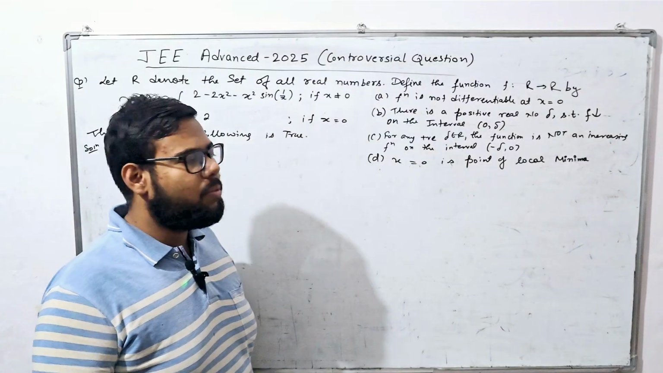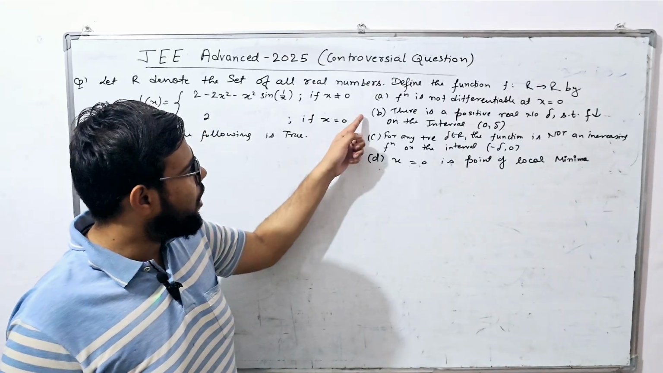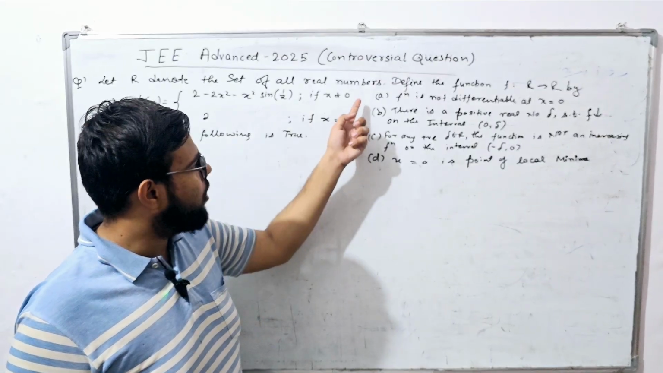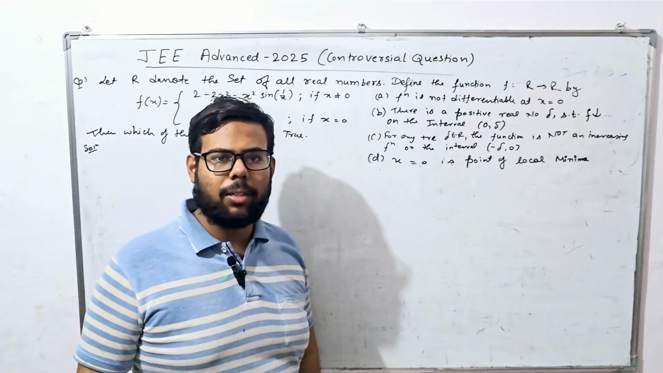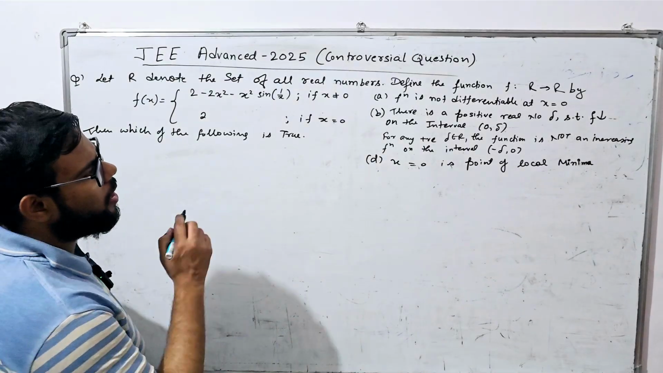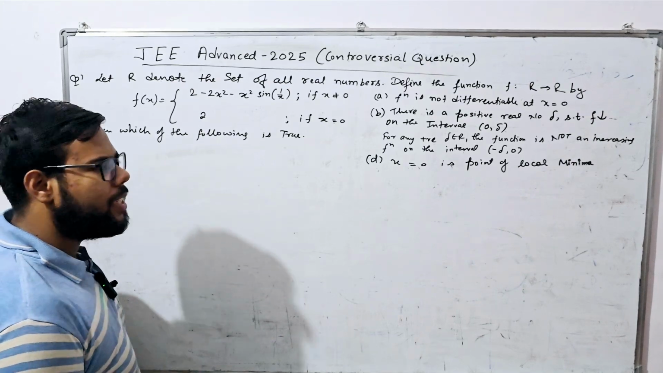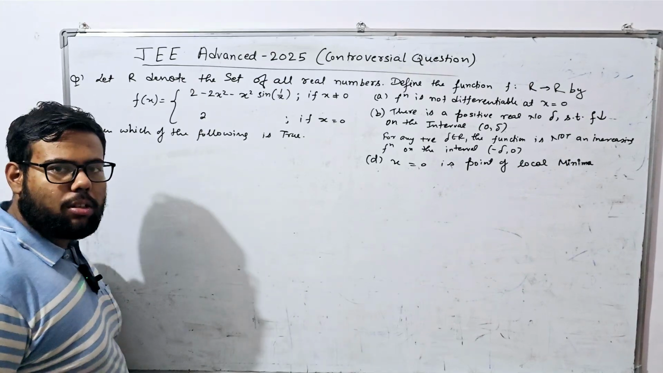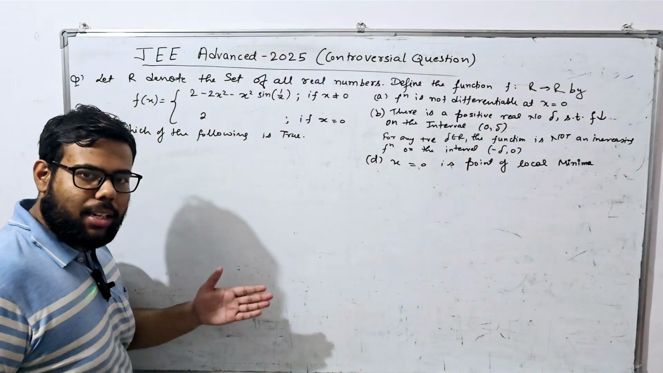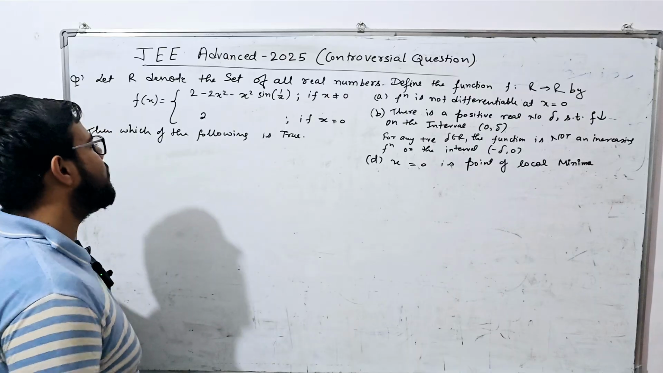In this, first of all, we can check A and D because they are relatively easy with respect to B and C. So first let's check option A, because we know how to check differentiability. It is a very easy process. Option A says the function is not differentiable at x equal to 0. Let's apply the definition of differentiability: LHD should be equal to RHD, that is, the left hand derivative must be equal to the right hand derivative.